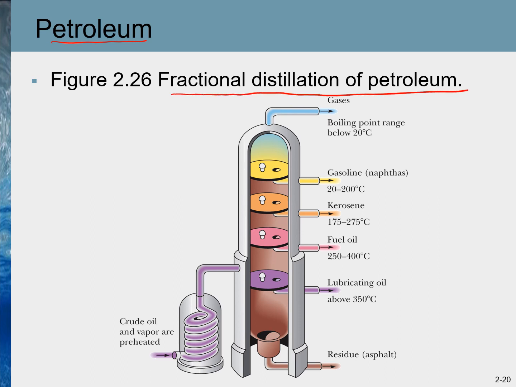Briefly speaking, fractional distillation of petroleum is done in a large column kind of equipment, and in this process the crude oil and vapors are preheated, and the vapors of crude oil are entered in the distillation column. Now, distillation column is set in such a way that as we go up in the distillation column, temperature decreases.